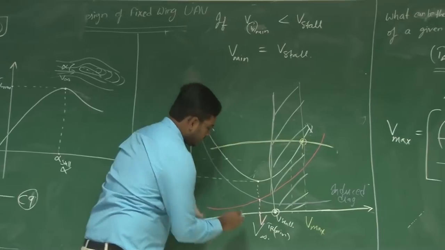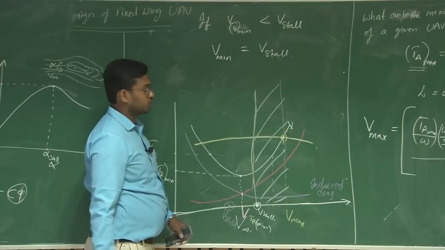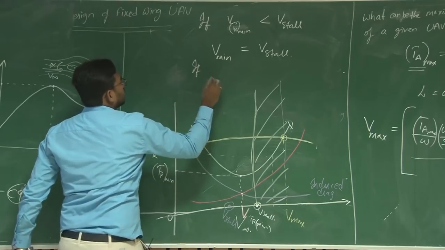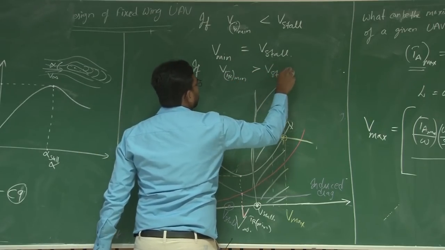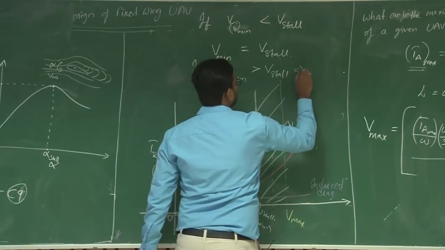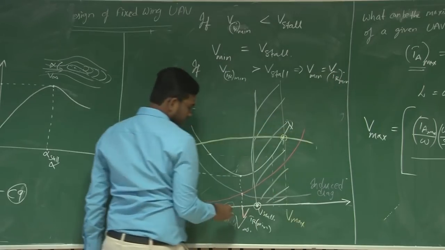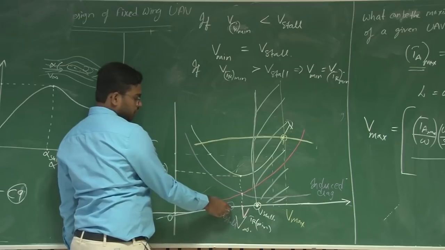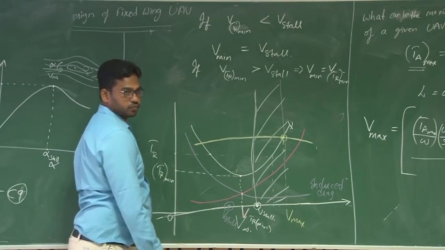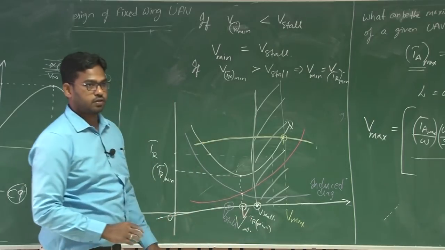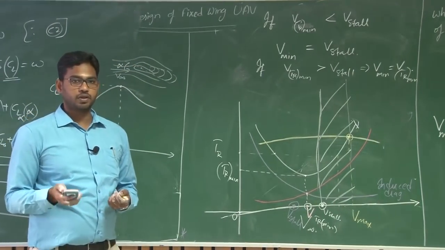Now, say if V stall is somewhere here, which one do you need to choose? If V TR minimum is greater than V stall, what will be the minimum velocity? V minimum is V TR, thrust required. Why? Because this V stall velocity lies in the unstable region of flight, so we can't fly at this velocity. That's why we consider V TR as the minimum velocity in that case. So, these are the conditions for minimum and maximum velocity for a jet aircraft, if you are planning to build a UAV by using a mini jet engine.